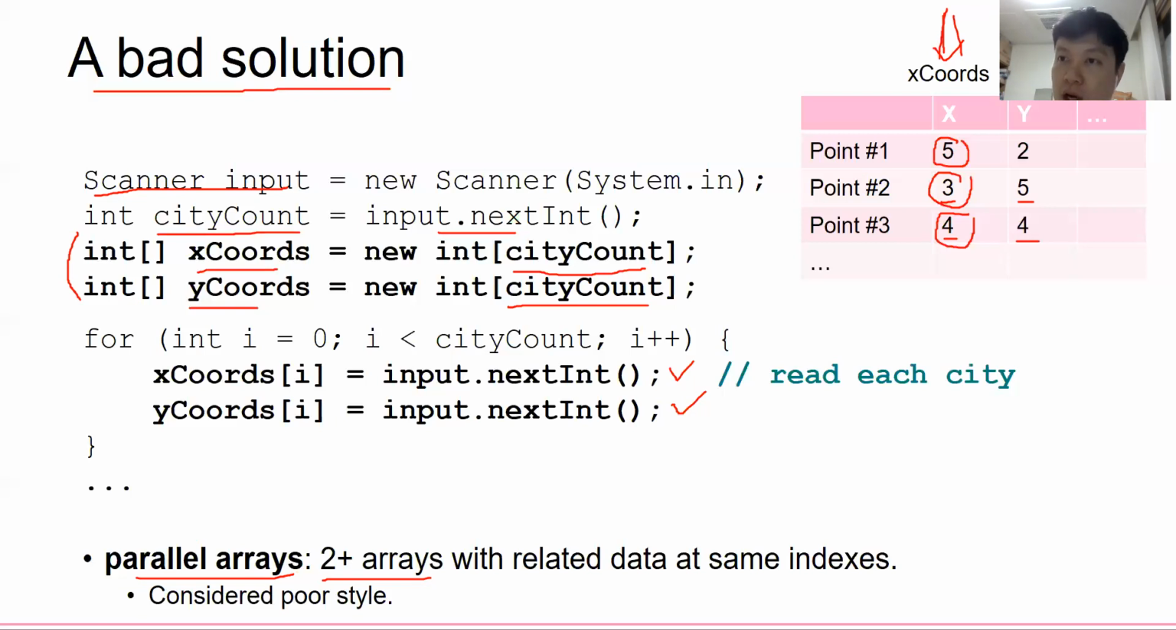But what about if you have three columns? Then you will have three variables of array. What about if you have four columns? Then you will have four variables of array. And all the data, all the related data at the same indexes. How about if you have 10 columns? Then you will have 10 variables of array. So I can say it is a poor style, because whenever the columns increase, you need to have a new variable.